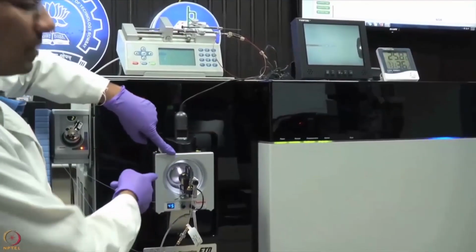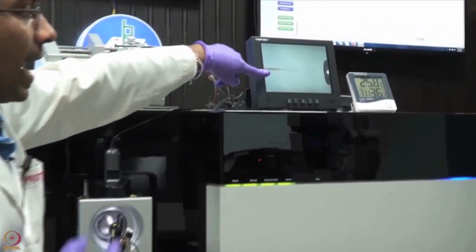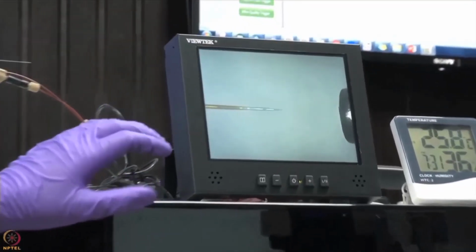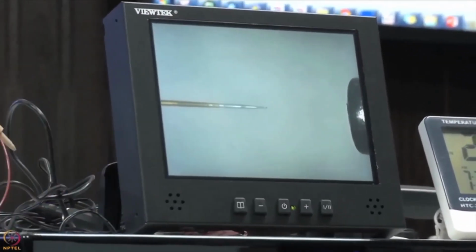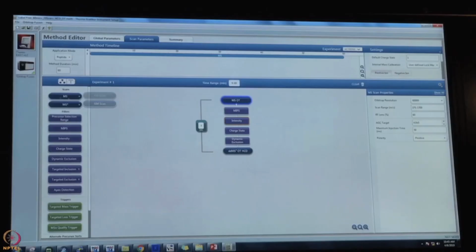So, once your sample starts to elute from this tip of the column, you can see here, it will start to get ionized. Now, here we are applying a voltage of around 2.2 kilovolt, and your sample is highly charged, and they will start to elute. Now, here I am going to explain the parameters for MS.